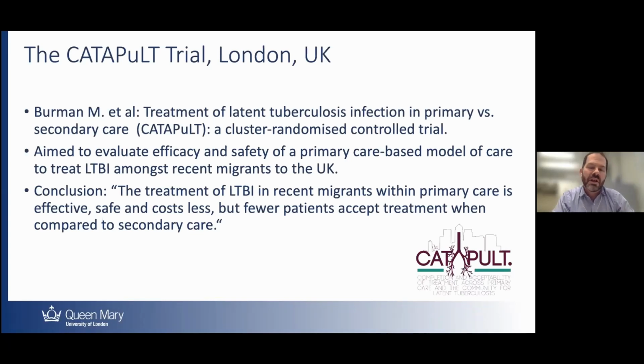This is a trial we just concluded, actually, treatment of latent tuberculosis infection in primary versus secondary care. That was a cluster randomized controlled trial in East London. We wanted to find out what is the efficacy and safety of a primary care-based model of care to treat LTBI amongst recent migrants to the UK. And the important thing there to know is that normally TB is treated in secondary care, of course, and so is LTBI. The conclusion was that the treatment of LTBI in recent migrants within primary care is effective, safe, and costs less, but fewer patients accept treatment when compared to secondary care, corroborating some of the earlier findings that actually it's quite important to work with providers on those kind of things.